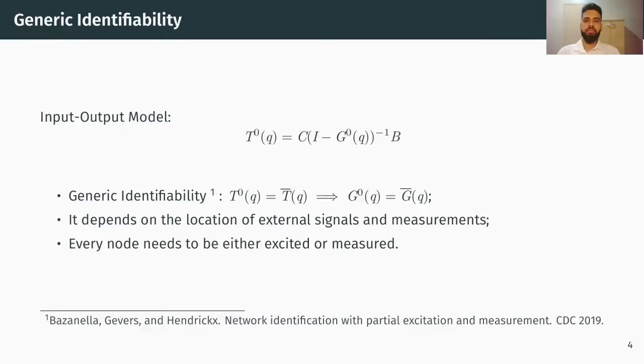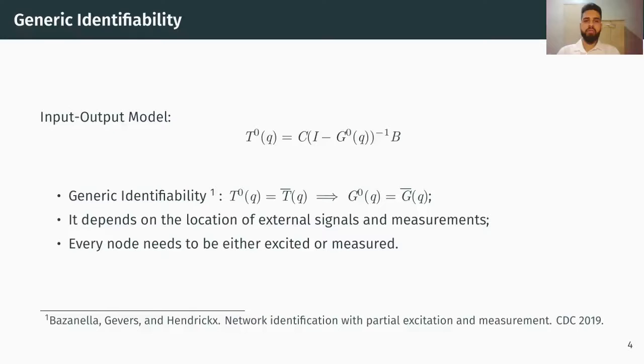In order to perform a successful identification task, it is necessary that the modules are identifiable. We adopt the concept of generic identifiability from Bazanella, Gevers, and Hendrickx from the CDC 2019 work. Generic identifiability is the ability to uniquely recover almost all the network matrices G compatible with the topology of the network from the input-output representation T. The input-output representation can be obtained by using the prediction error method, which is the method we adopt for the identification of the modules in this work.